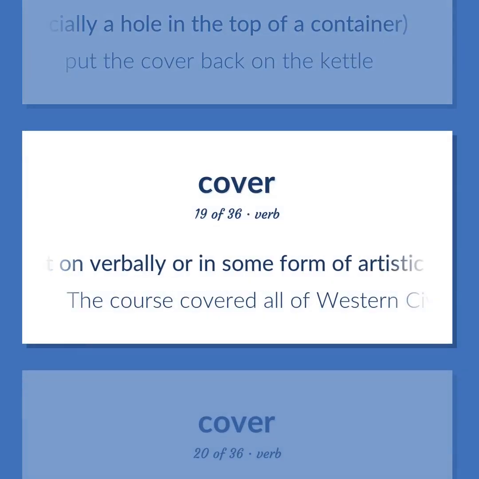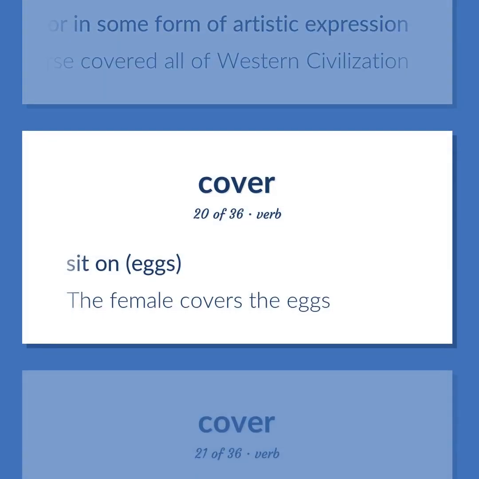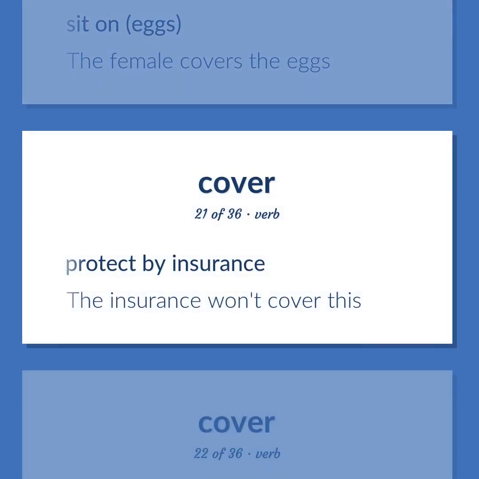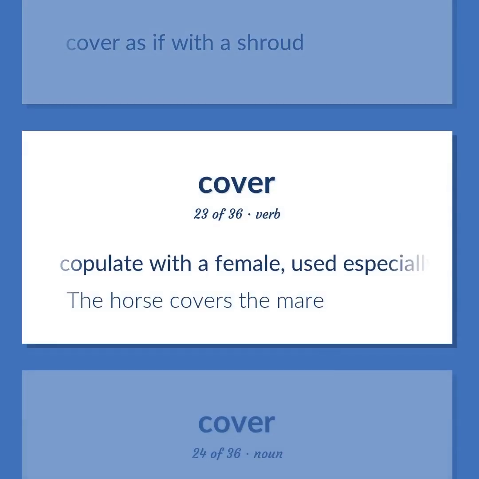Act on verbally or in some form of artistic expression. The course covered all of Western civilization. Sit on, eggs. The female covers the eggs. Protect by insurance. The insurance won't cover this. Cover as if with a shroud. Copulate with a female, used especially of horses. The horse covers the mare.